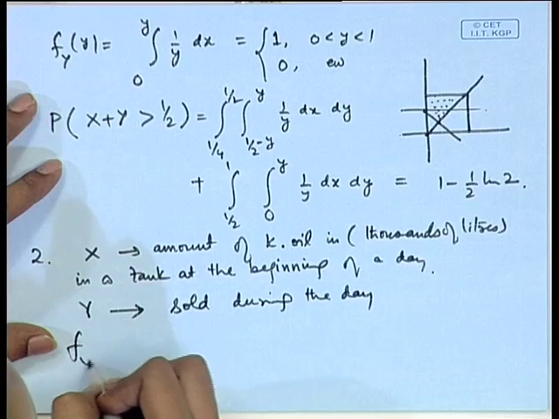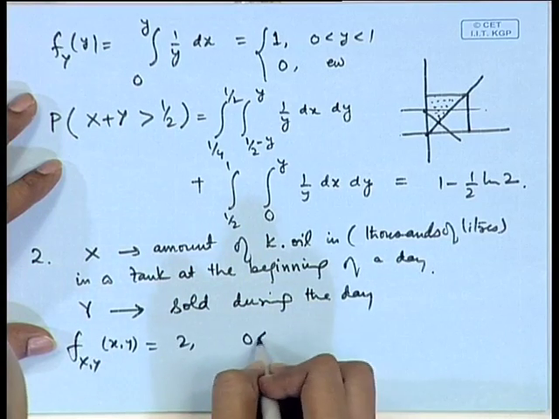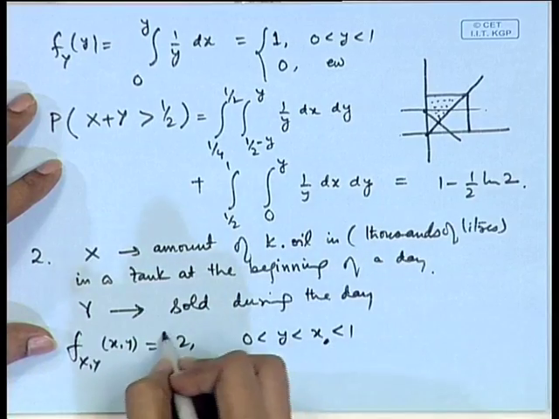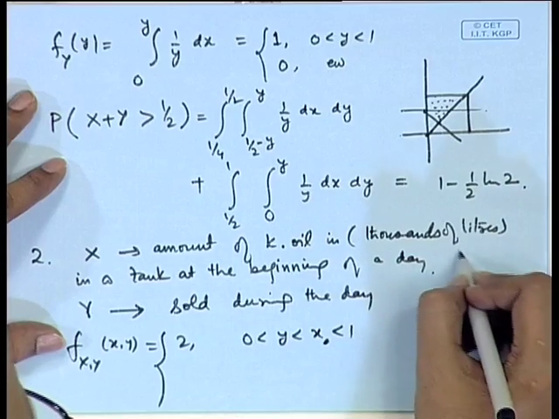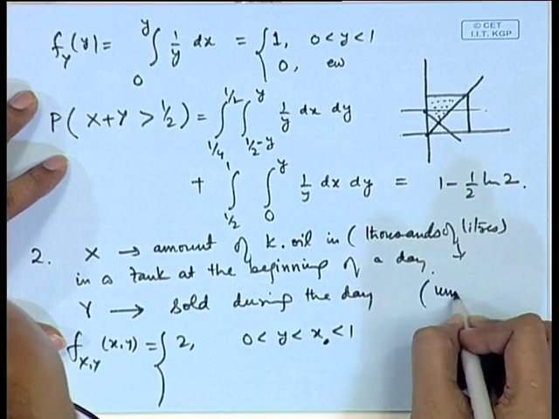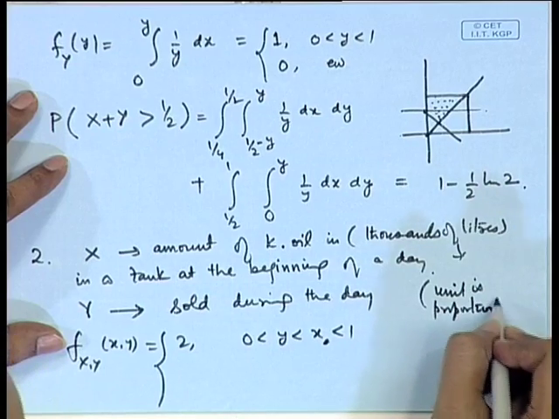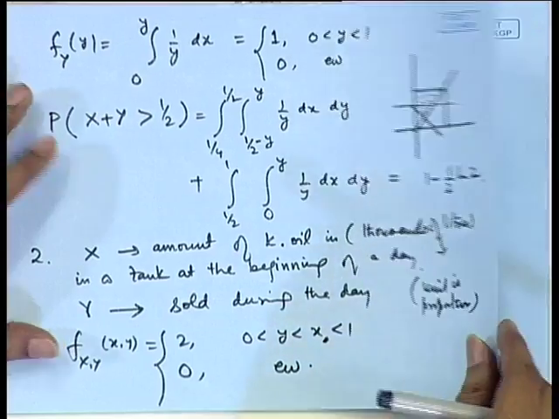So, f x y is, suppose, given by 2, 0 less than y less than x less than 1. So, if we are considering say proportion here, the unit is proportion, and 0 elsewhere.